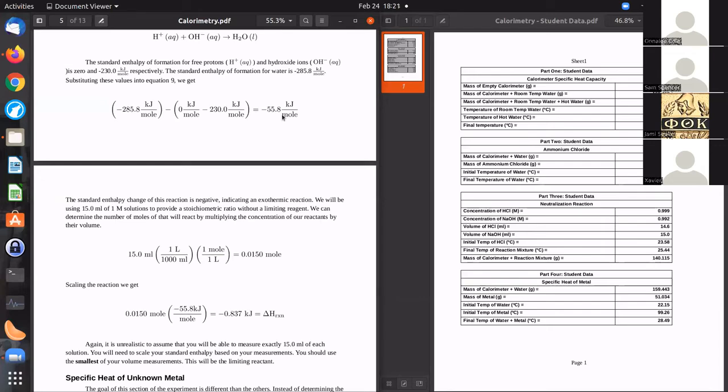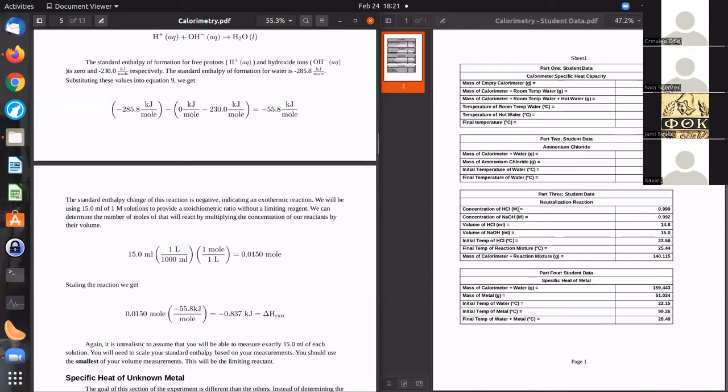So I need to take the concentration of HCl, multiply it by the volume of HCl in liters to find those moles. And I need to take the concentration of sodium hydroxide and multiply it by the volume of sodium hydroxide in liters so that I can find the moles of sodium hydroxide. Whichever of those two values is lowest is going to be my limiting reagent.